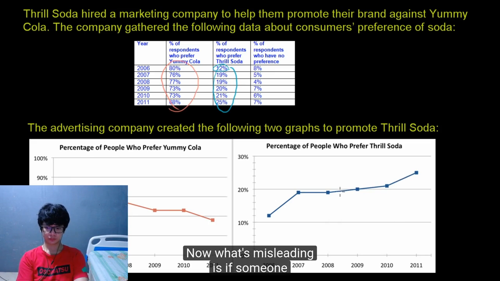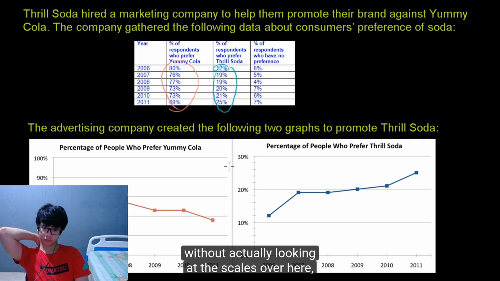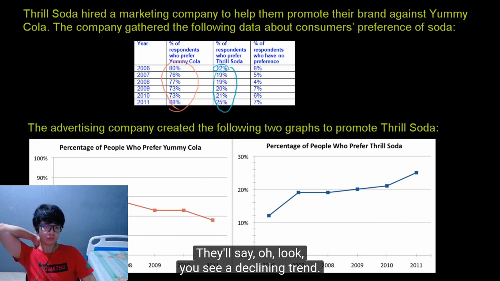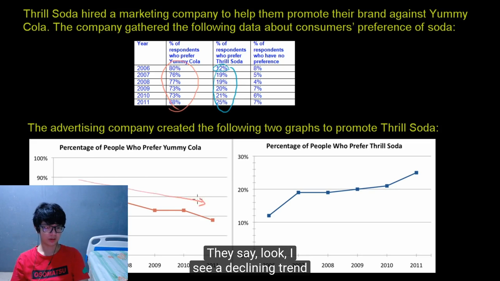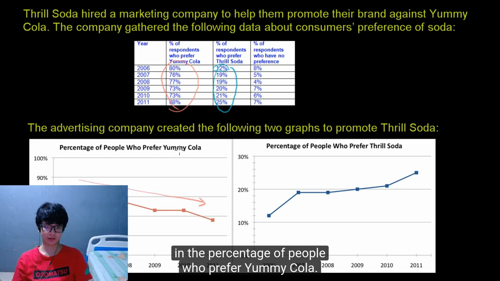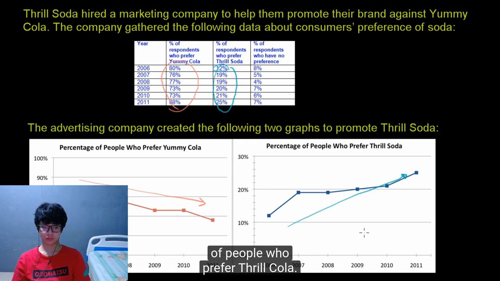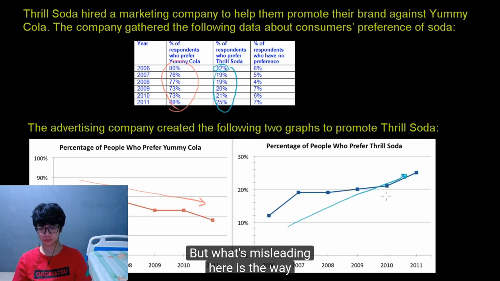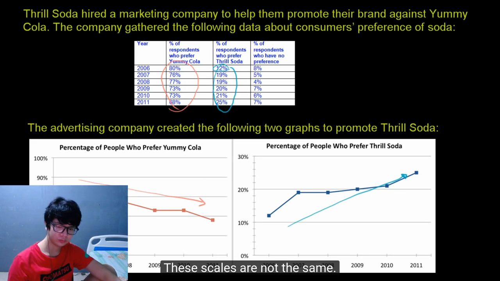Now what's misleading is if someone were to just look at these two graphs without actually looking at the scales over here, they'll see two things. They'll say, oh look, you see a declining trend, and that's what line graphs are good for seeing trends. They say, look, I see a declining trend in the percentage of people who prefer Yummy Cola, and I see this increasing trend in the percentage of people who prefer Thrill Cola. And that's true. You have a declining trend here, and you have an increasing trend here. But what's misleading here is the way that they've plotted the scales. These scales are not the same.